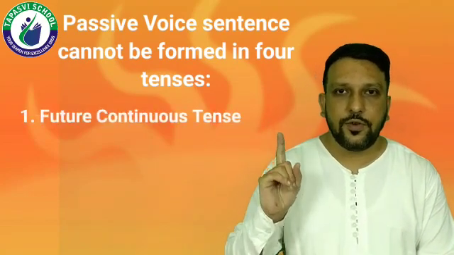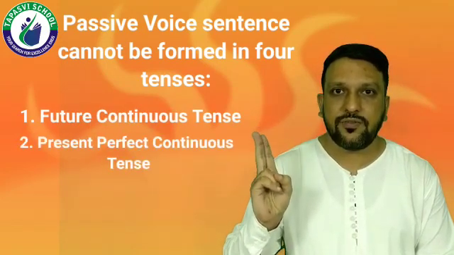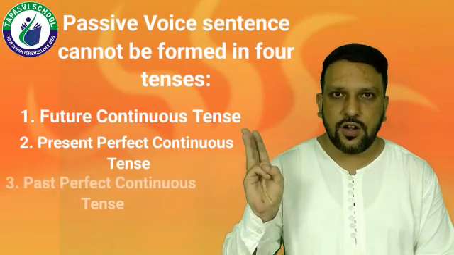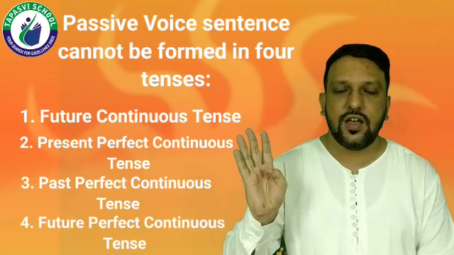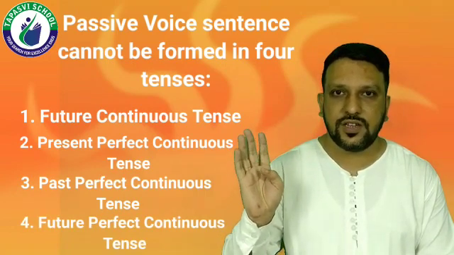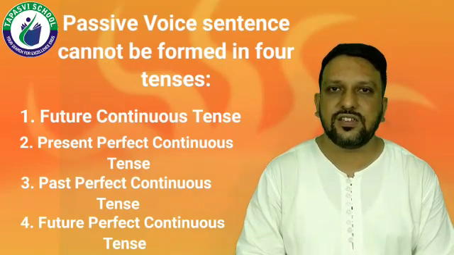First is future continuous tense. Second is present perfect continuous tense. Third is past perfect continuous tense. And fourth is future perfect continuous tense. In these 4 categories, passive voice sentences are not possible. Why? When we come to these tenses, I will definitely let you know why passive voice is not possible in these 4 tenses.